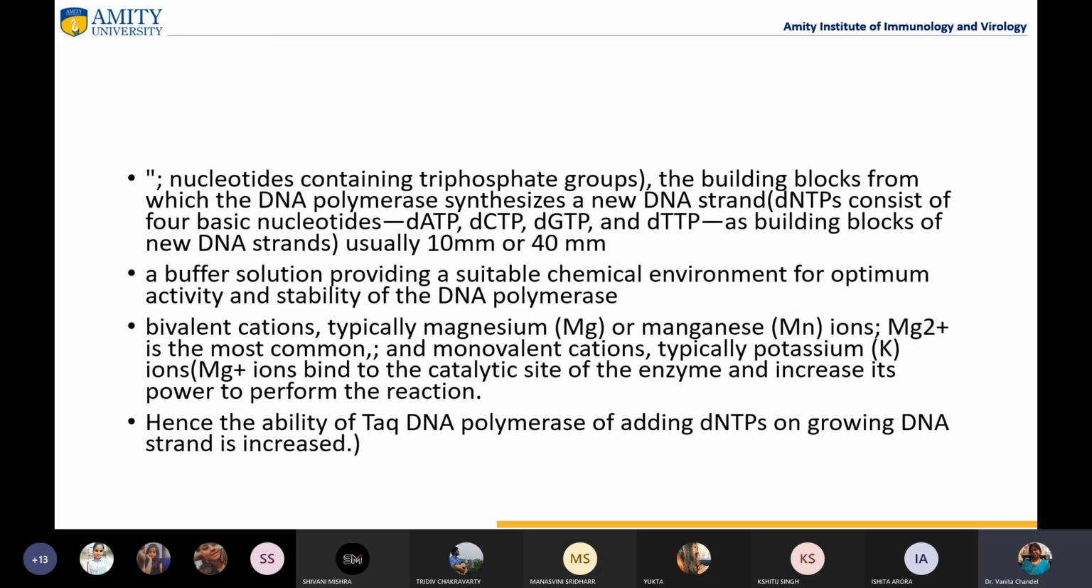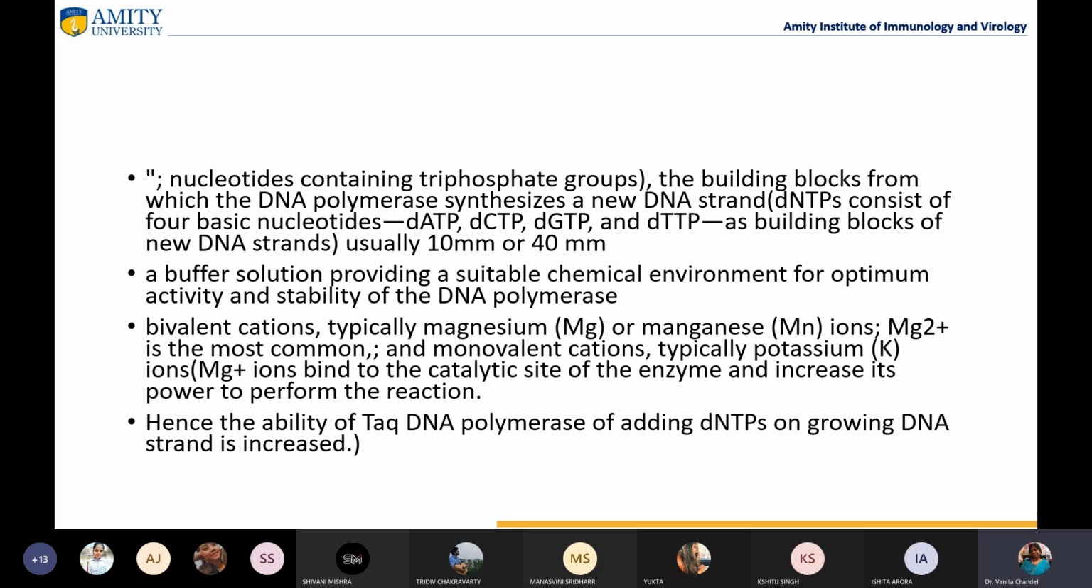Then we need building blocks, basically dNTPs. With the help of a DNA polymerase, they synthesize the new DNA strand, and they are dATP, dCTP, dGTP and dTTP. In the form of dNTPs in 40 millimolar and 10 millimolar solution, they are being provided. They come as 100 millimolar stocks, and we can then change the stock as per our requirement, right? Then a proper solution which provides a suitable environment for the stability of the DNA polymerase. So a proper buffer is being provided with the kit.